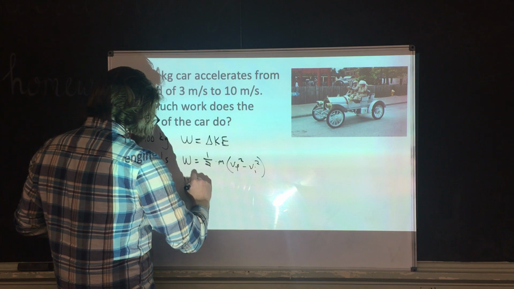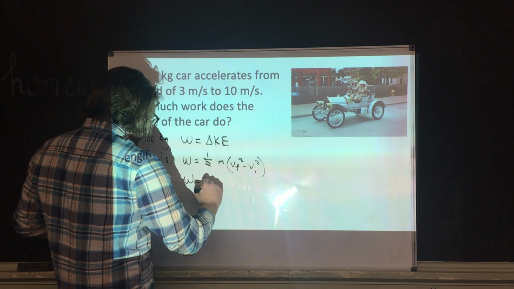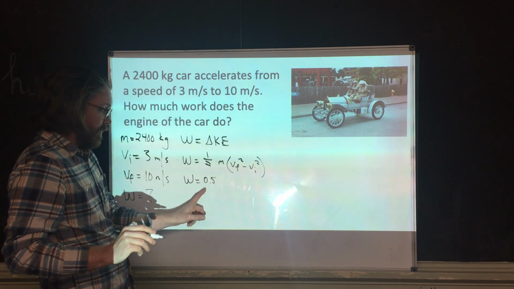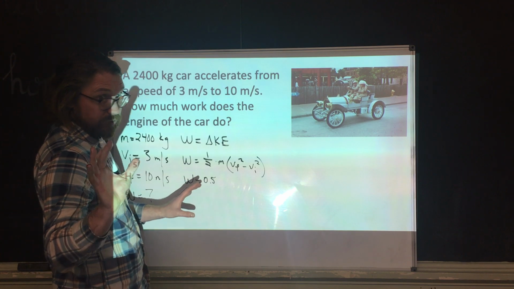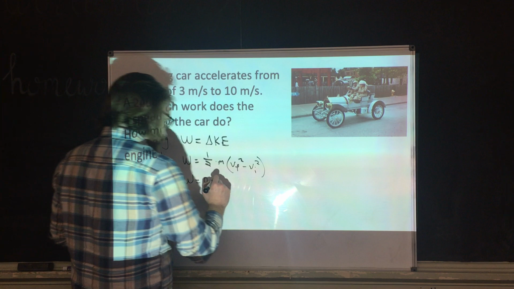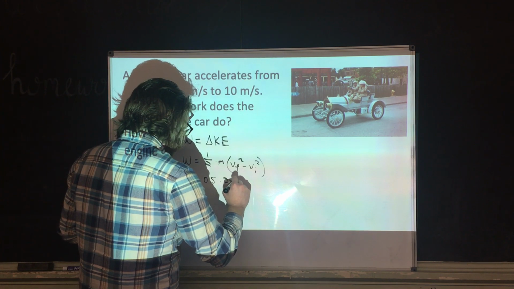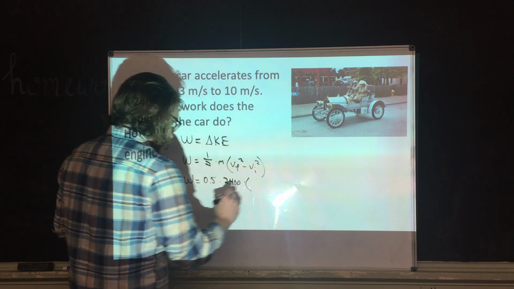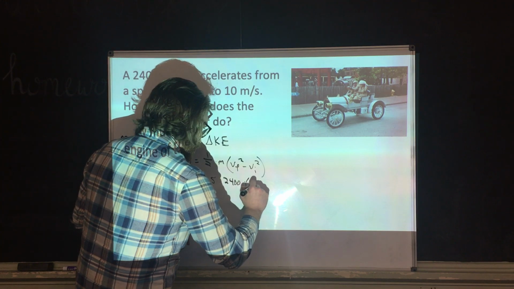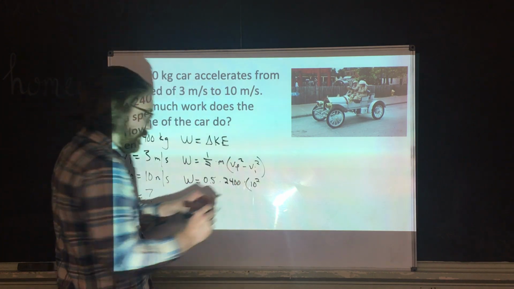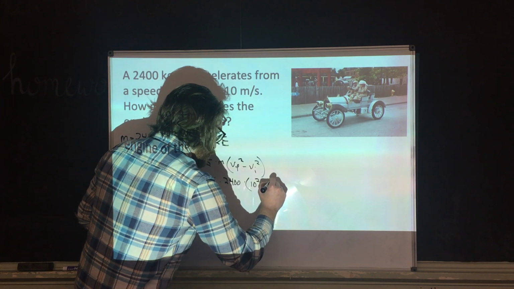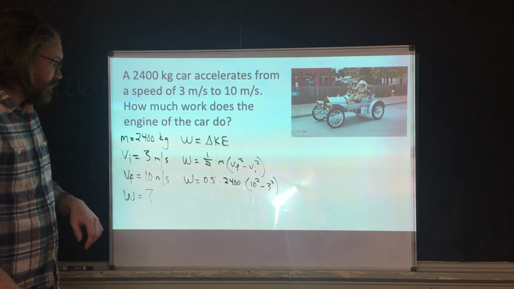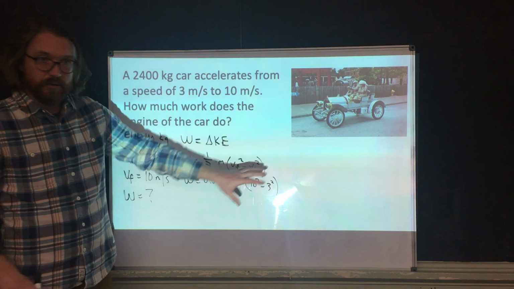So here we have work equals 0.5. Remember, 1/2, I always write as 0.5. It's way easier to put in your calculator, trust me. Times our mass, which is 2,400, times our final velocity, which is 10 squared, minus our initial velocity, which is 3 squared. Okay, all right, there, looking good.